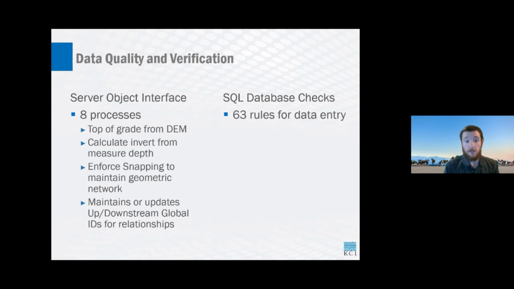For data validation or data quality and verification, we developed an SOI, a server object interceptor, that intercepts REST calls that come from Collector. So as the data is being submitted from a tablet, from Collector, it's intercepted, and these 8 processes that are listed are acting against that request. So we're calculating a top of grade value from the MD iMAP DEM service. We're calculating inverts, so we're doing simple math between those inverts and measurements that we're collecting in the field.